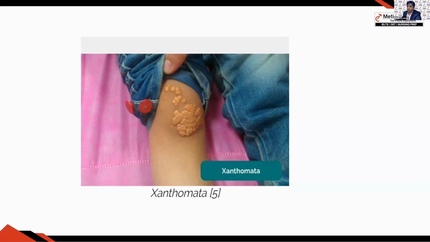Increased level of cholesterol, hypercholesterolemia, image-based question, important finding. I'm not taking the session which is out of your subject, it's a subject which you have not learned. Xanthoma, xanthomata, both are the same. With increased levels of cholesterol, they get structures like this. That is known as xanthoma. Image-based question.